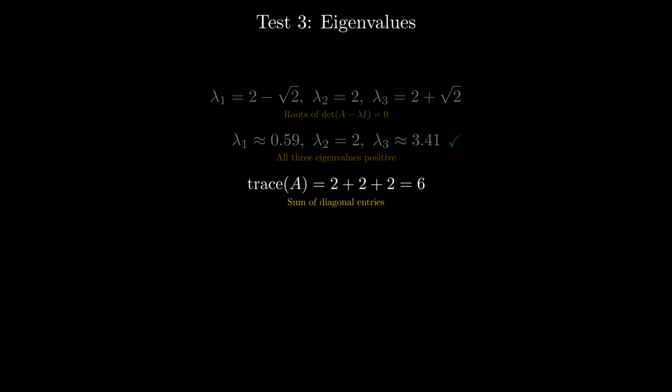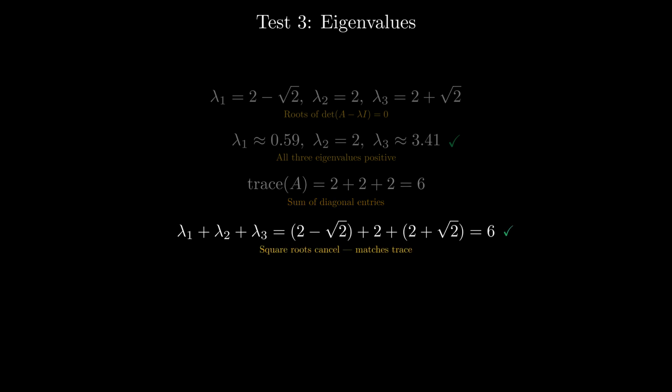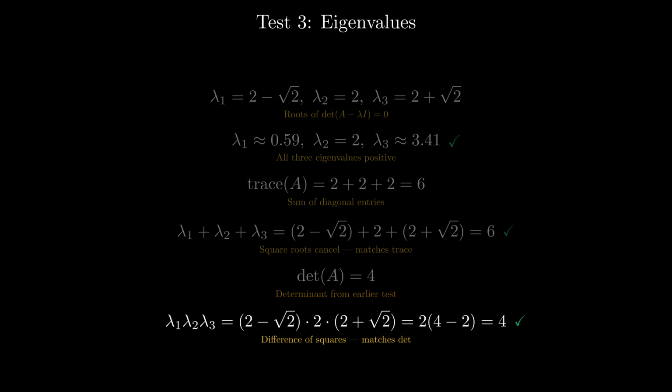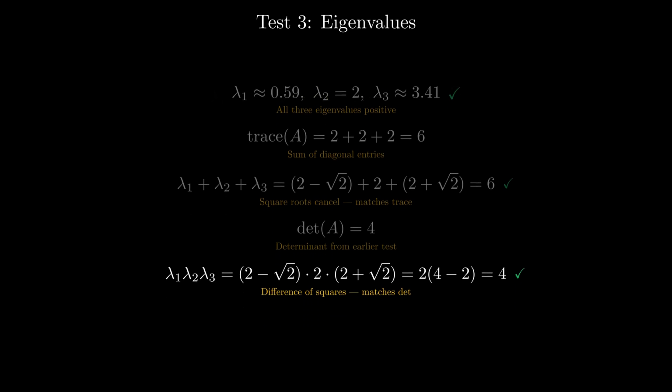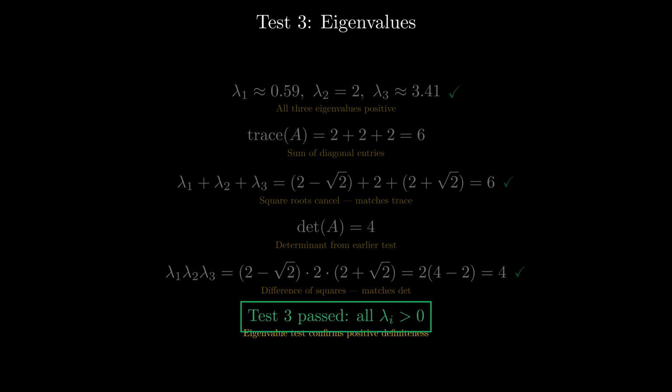First, the trace, the sum of the diagonal entries, is 2 plus 2 plus 2, which equals 6. The sum of the eigenvalues is 2 minus root 2, plus 2 plus 2 plus root 2. The root 2's cancel, leaving 6. They match. Second, the determinant is 4. The product of the eigenvalues is 2 minus root 2, times 2 times 2 plus root 2. Using the difference of squares, that's 2 times the quantity 4 minus 2, which equals 4. Everything checks out, so test 3 passes.